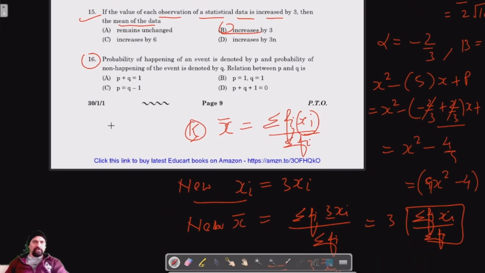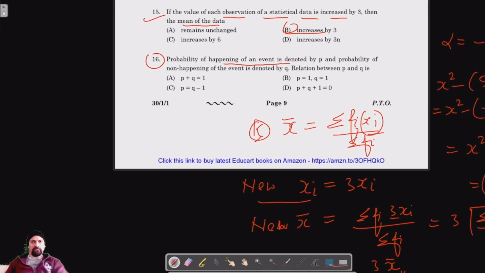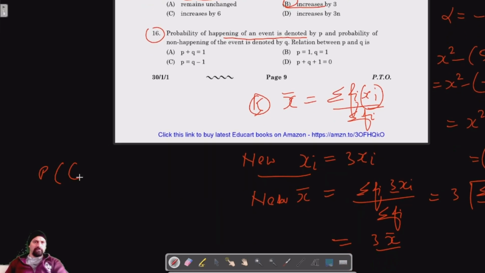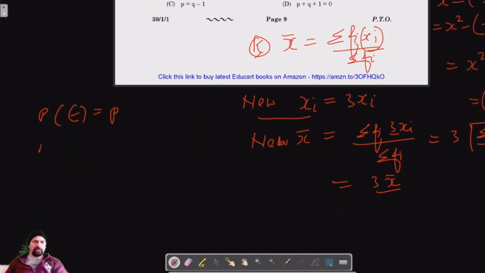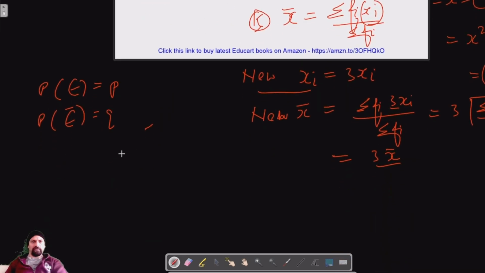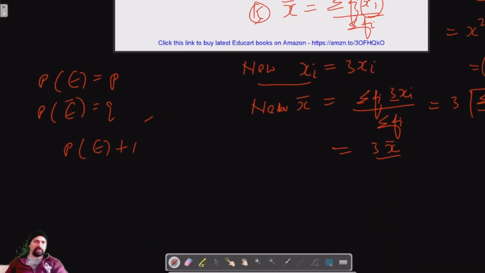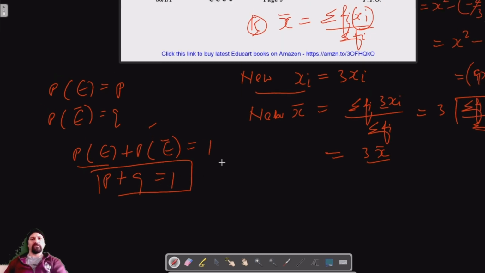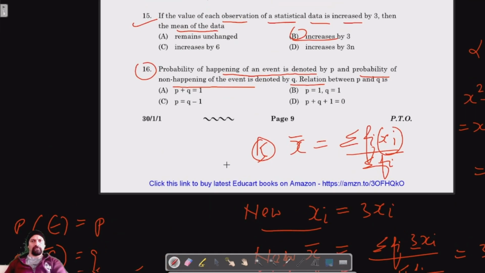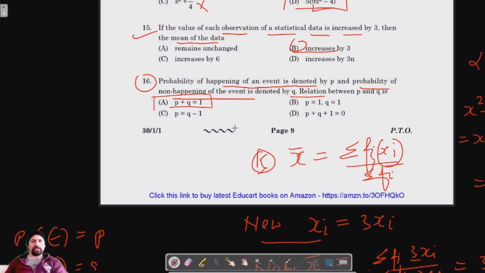Okay, for question number 16, it's given that what is the probability of happening an event? So let's say the probability of happening an event is P, and probability of non-happening of the event, that is probability of not E, is equal to Q. So what is the relation between P and Q? So we know that probability of E plus probability of E not is equal to 1. So probability of E is P, probability of E not is Q. So relation is P plus Q is equal to 1. So P plus Q is equal to 1 is the correct option, which is option A.